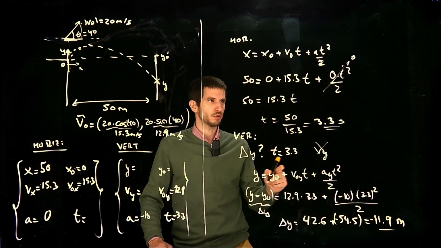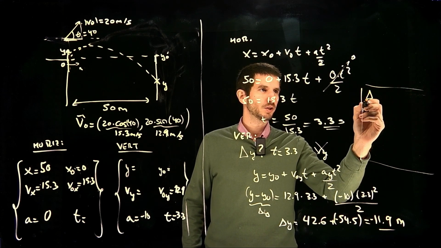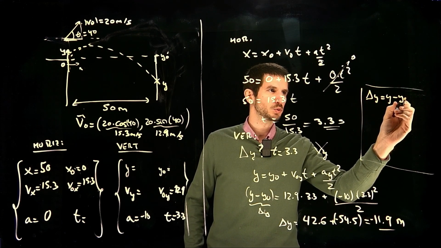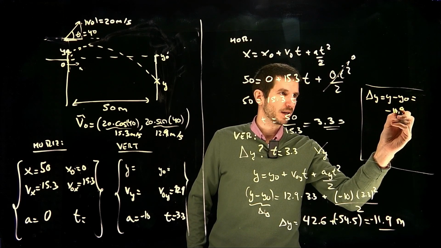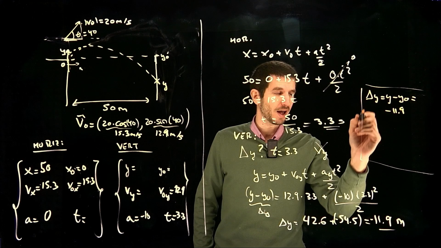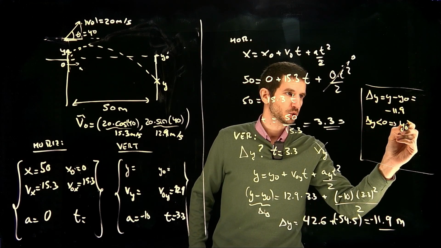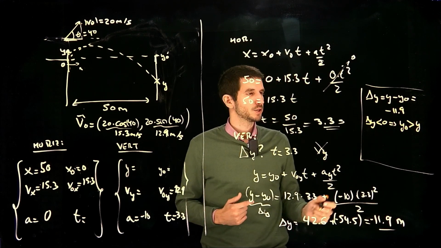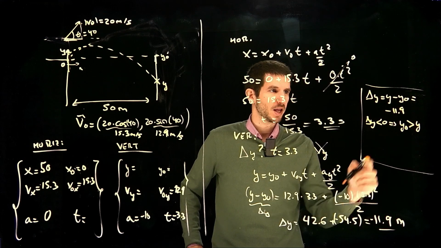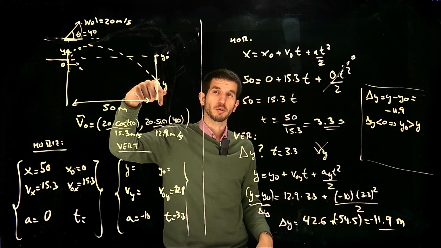Now let's make sense of this. Let's use this portion of the board. We have the delta y, which is of course y minus y sub 0. It's actually minus 11.9. What does it mean when displacement is smaller than 0? It is because the initial position is larger than the final position. So we say the displacement is negative, which means the displacement is pointing downwards.